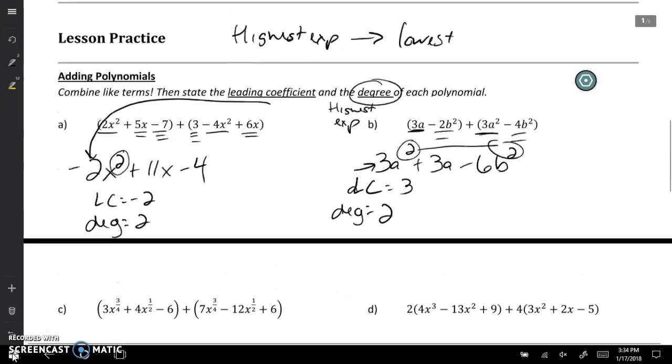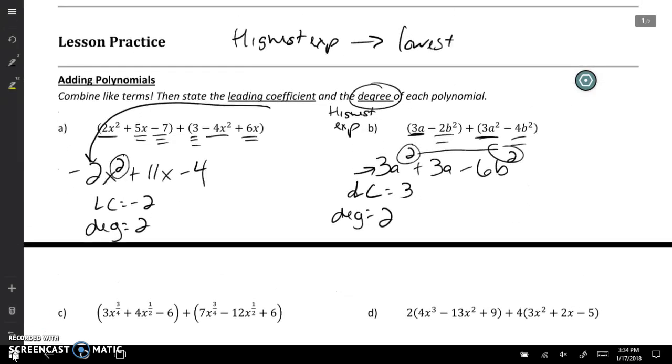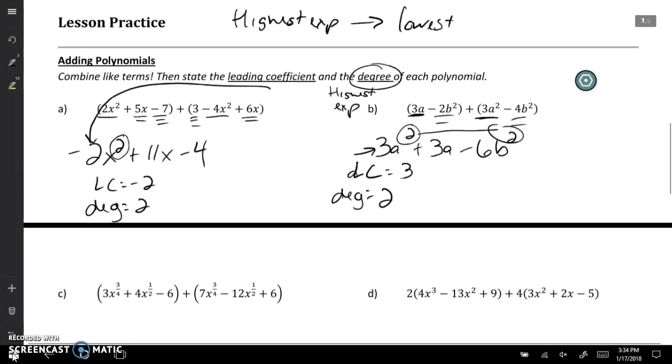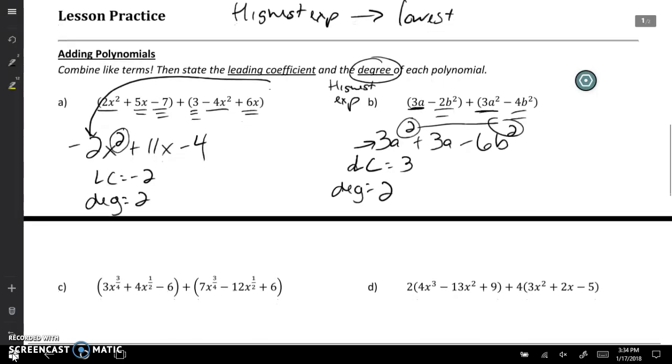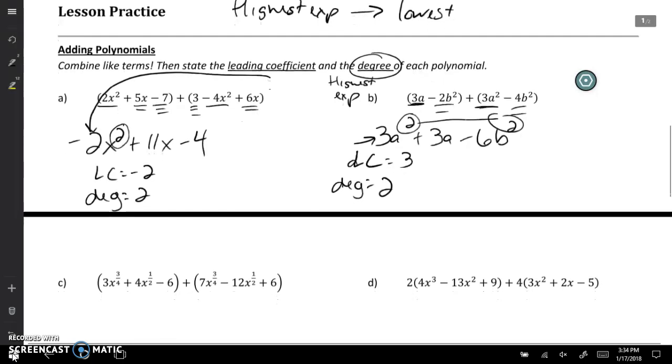Here's what I want you to do. I want you to try the next two, and actually physically try them. Don't be lazy. Don't just hit play and copy it down. You're not getting any work done from that. Actually try it. See if you get it right. If not, fix it. Go on.